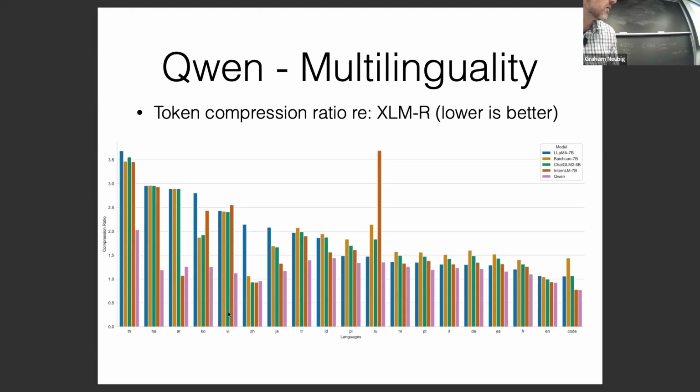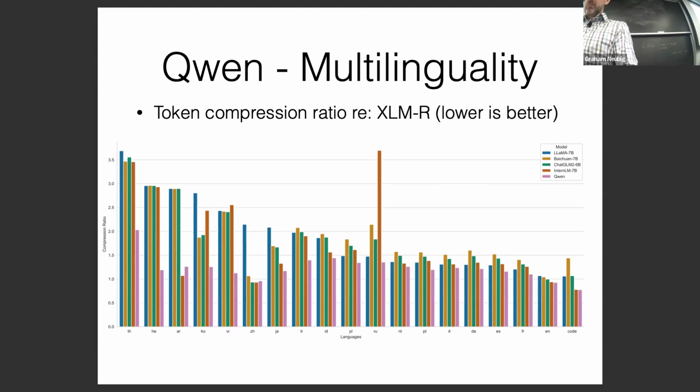Let's find some other languages that we care about. We have Hebrew, Arabic, Korean, Japanese, Chinese. All of these you can see are split up into many different chunks by LLaMa. Then we have a few other language models in the middle, and then we have Qwen on the right side. What we can see is that it's pretty comparable to XLMR, maybe a little bit more, on many languages. And on code, it actually splits up code much less.